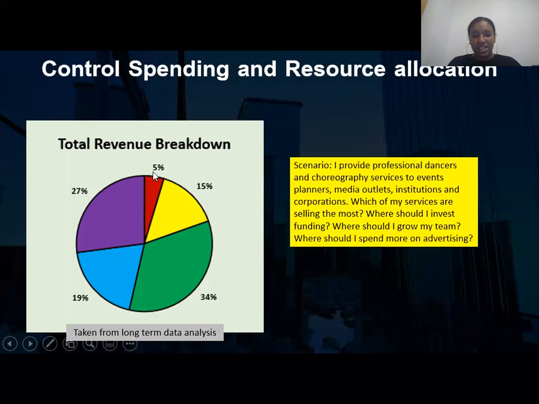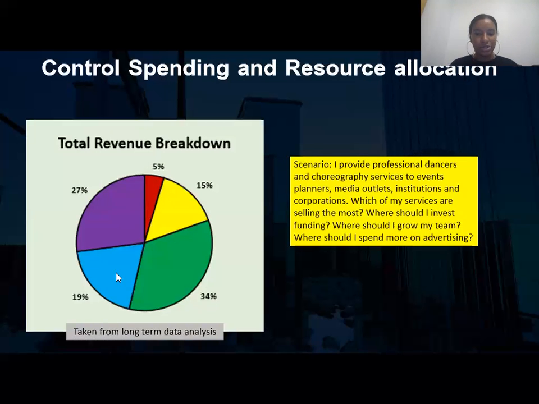Should I invest funding in it? To be honest, I probably wouldn't. Should I invest more staff into providing those services? Absolutely not. I will hire more dancers to do the wedding and events services because they're doing massively well. I will provide more dancers and spend more on advertising to media organizations because they're doing really well, and so on and so on. So I'm looking at where to control my spending in areas of weakness and where to provide more resources in areas of strength or where they're needed most.